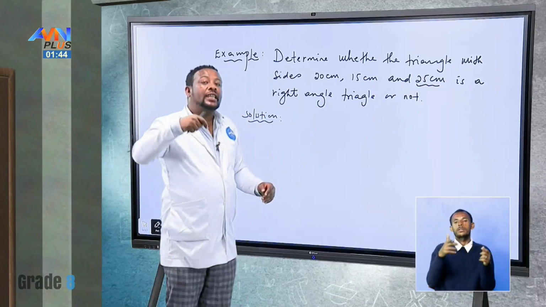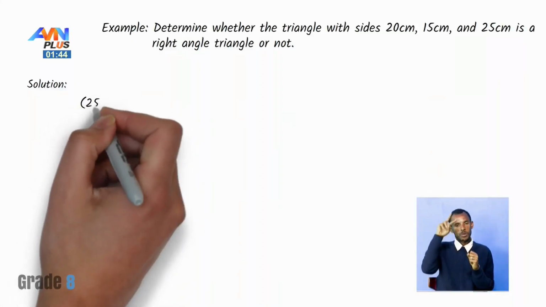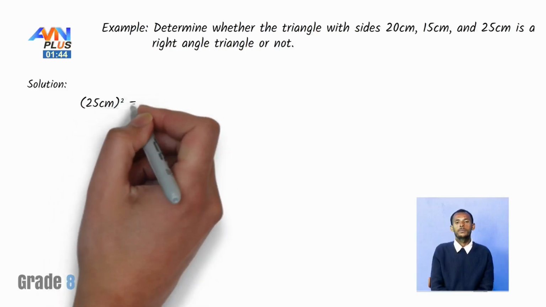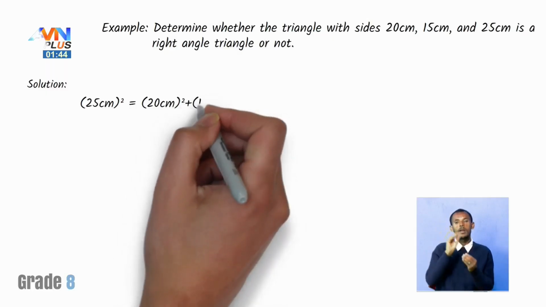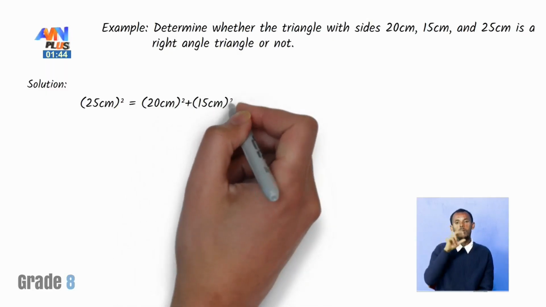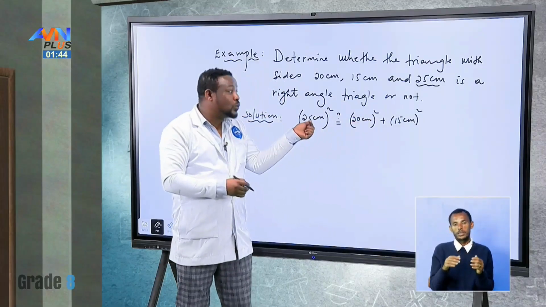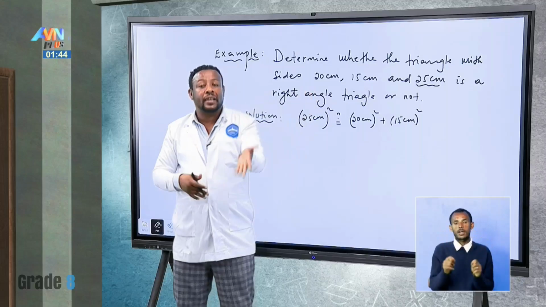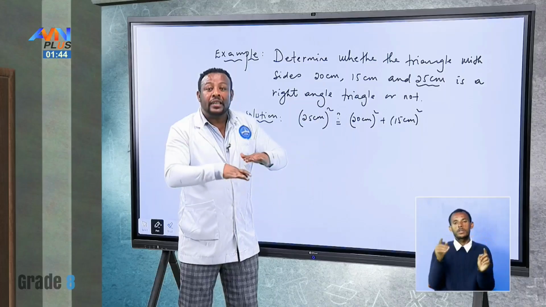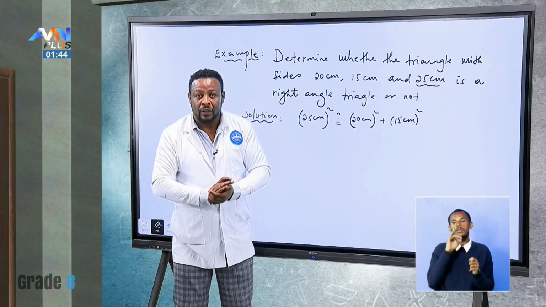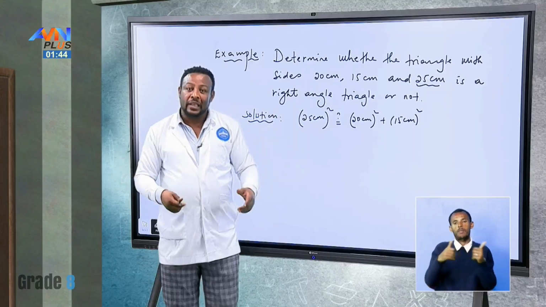So the only thing that you can do is compare the square of 25 with whether this is equal to 20 centimeter squared plus 15 centimeter squared or not. If this sum is exactly the same as this one, clearly the triangle is a right angle triangle. If this sum is different from the square of this number, then the triangle is not a right angle triangle. The converse helps us to identify whether the triangle is right angle or not.